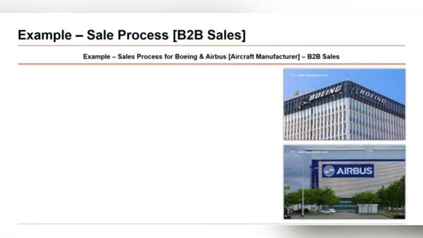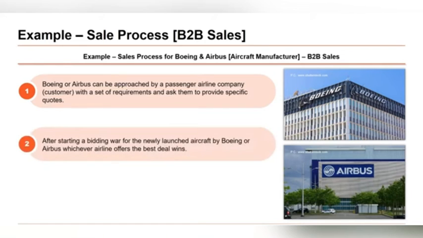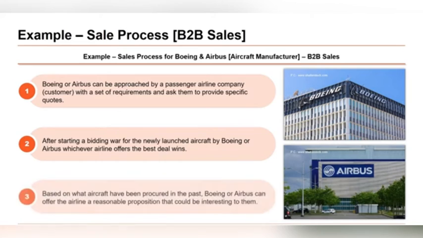An example of a sales process is the B2B sale. Now we talk about the example sales process for Boeing and Airbus, called aircraft manufacturers. Boeing or Airbus can be approached by a passenger airline company with a set of requirements, asking them to provide specific quotes. After starting a bidding war for the newly launched aircraft by Boeing or Airbus, whichever airline offers the best deal wins. Based on what aircraft have been procured in the past, Boeing or Airbus can offer the airline a responsible proposition that could be interesting to them.